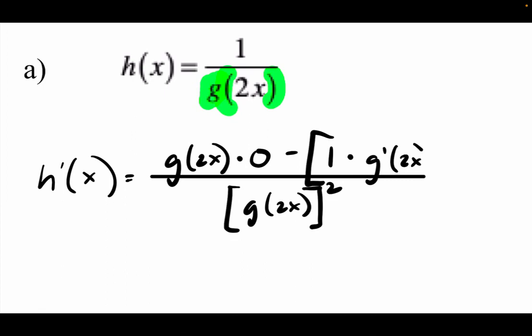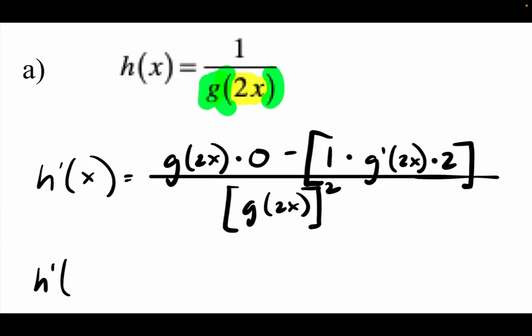Rewrite 2x. Chain. Now find the derivative of the inside. 2. Positive 2. That's the derivative of the bottom. Because it's 3, we're doing 2 times 3. So now, yeah.